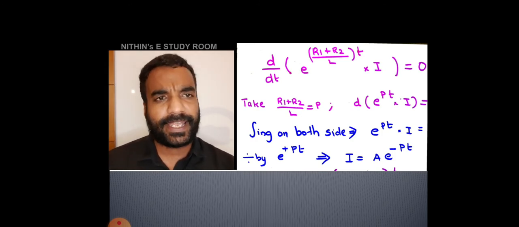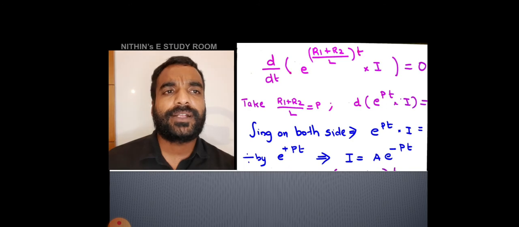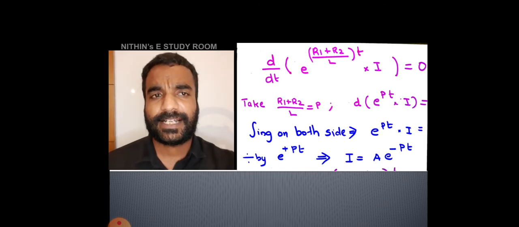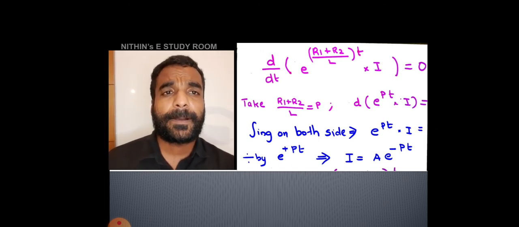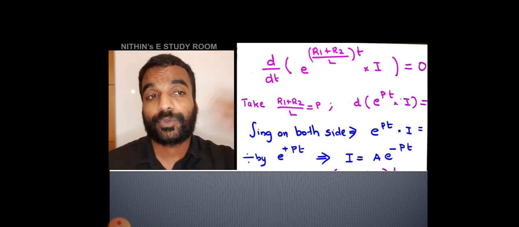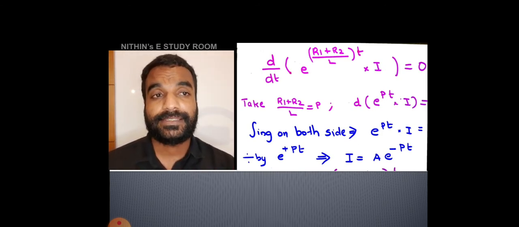So take it as a, an arbitrary constant a. Please write here, here it is not 0, it is a. A is an arbitrary constant. Now divide all the terms by e raised to pt. So you will get I is equal to a into e raised to minus pt, because e raised to pt in the denominator is going to the numerator. I is equal to a into e raised to minus pt.